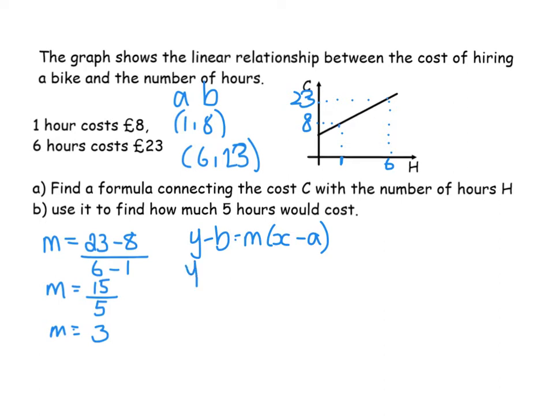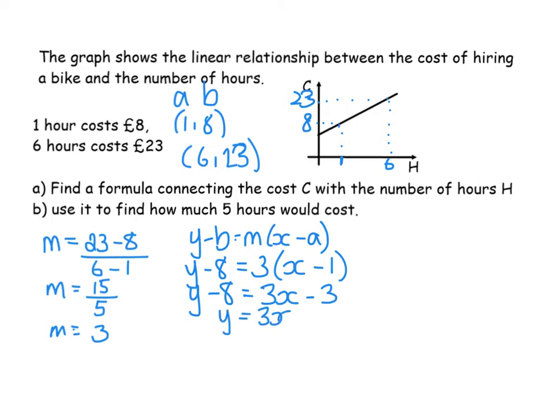So we're going to have y take away 8 equals 3 is our gradient and a is 1. We're going to expand that bracket. y take away 8 equals 3x minus 3. And move that minus 8 over. Minus 8 becomes plus 8. So you've got minus 3 plus 8. Again, I know some of you are going to skip that wee line. Tidy that up. We have 3x. Negative 3 plus 8 is 5.